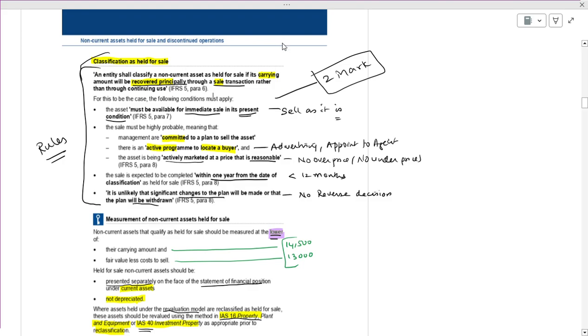What are the things? The asset must be available for immediate sale. If you are going to say that yes, I am selling this, it means anybody can come and buy the product. We should not say that this product is not going to sell.